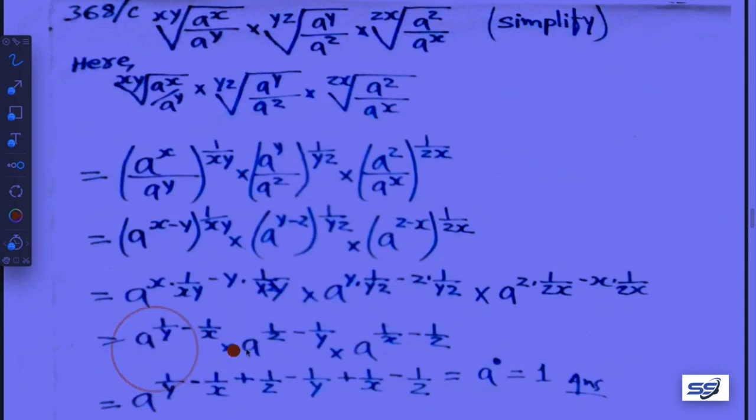This is same a, so powers shall be added. Comes here a to the power 1 upon y minus 1 upon x plus 1 upon z minus 1 upon y plus 1 upon x minus 1 upon z equal a to the power 0, as everything is cancelled here. After cancellations of everything comes here a to the power 0.